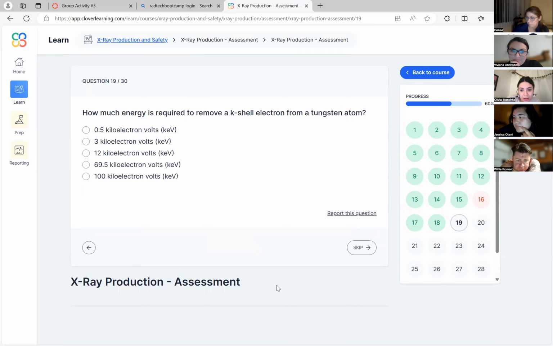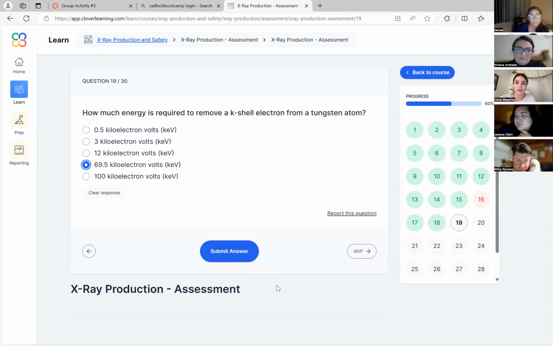Okay, and then Angela. How much energy is required to remove a K-shell electron from a tungsten atom? I want to say it's 69.5. Yeah, I just have that memorized. Yeah, that number.